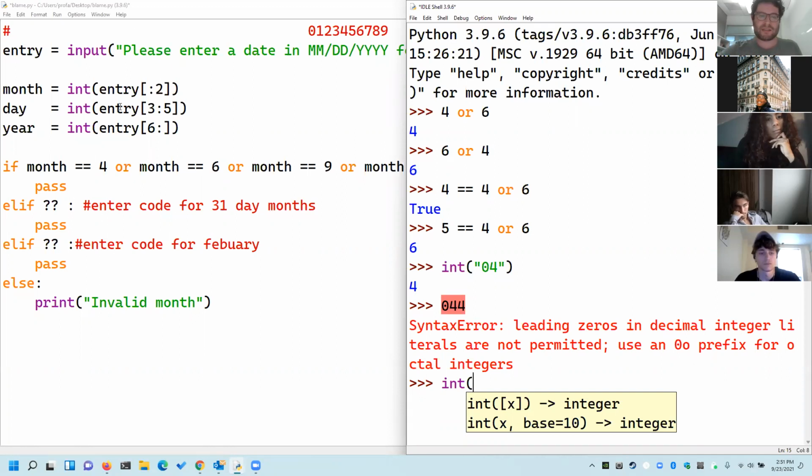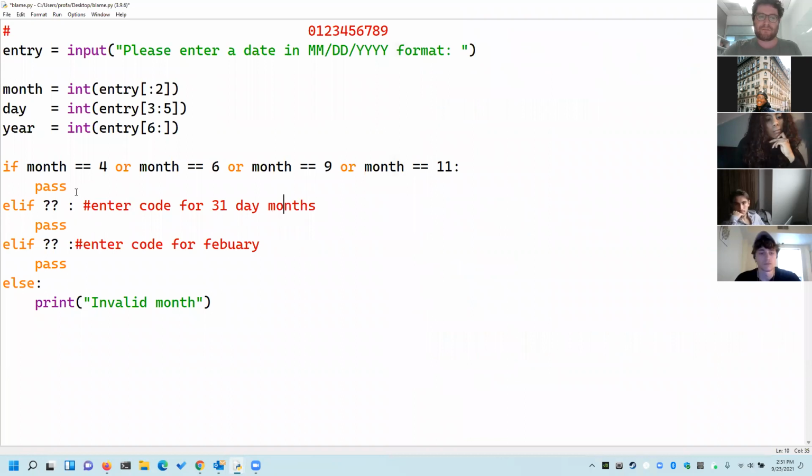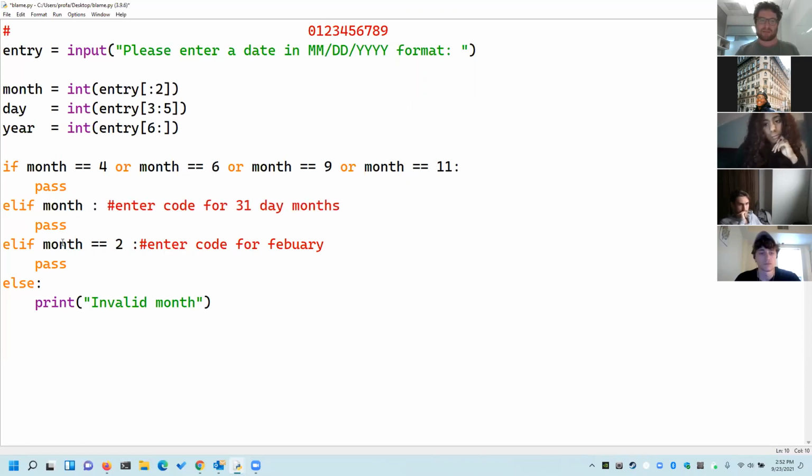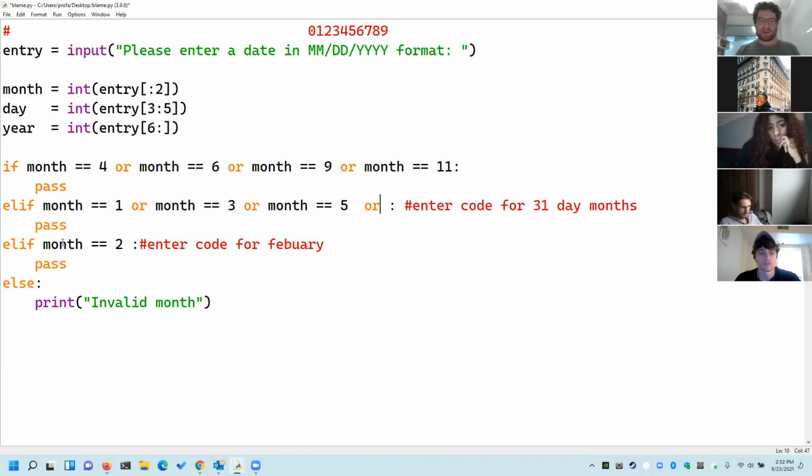So now what we have here, let's go ahead and fill this out. First off, this is the category for February. So I'm just going to put if month equals 2. Great. And now what I'm going to do over here is put else if, for all the other months that have 31 days. So if month equals 1, or, since February is accounted for, 3, or month is equal to 4, is above me, 5, 6 is above me, so 7, and 8.